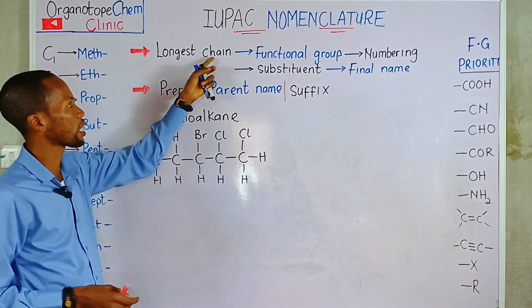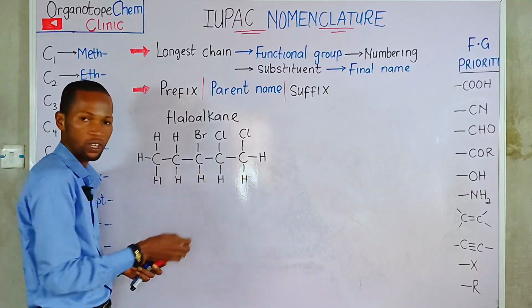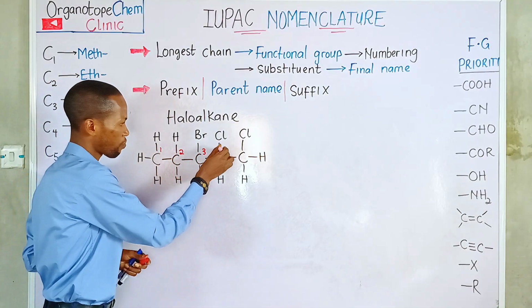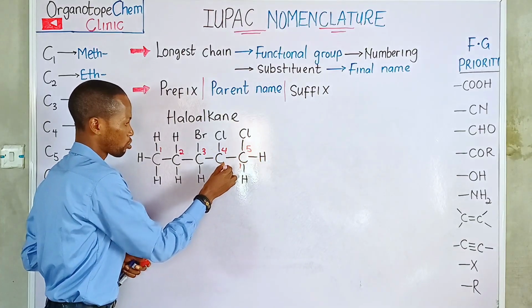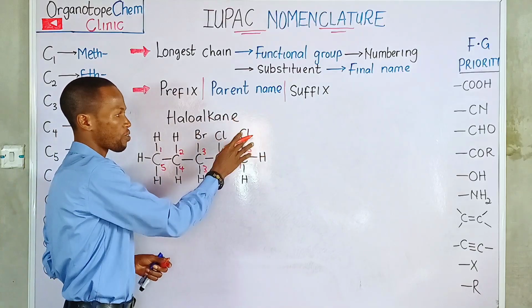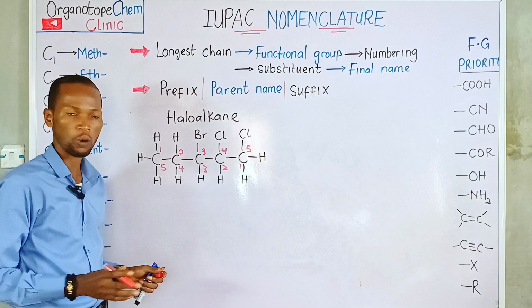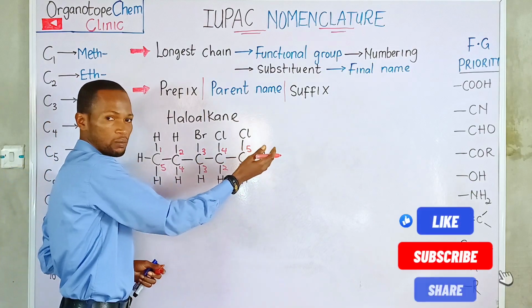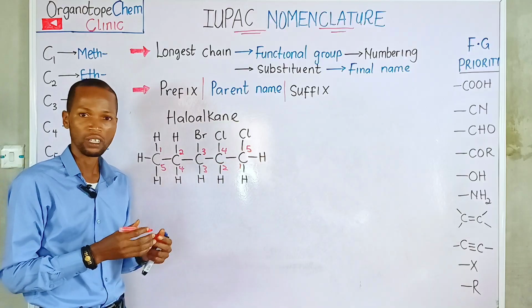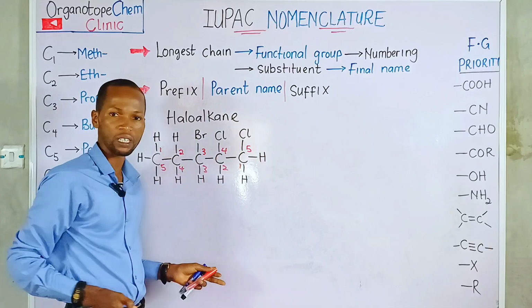So the longest continuous carbon chain comprises 5 carbons, 1, 2, 3, 4, 5. How do we number the compound? We have the forward numbering 1, 2, 3, 4, 5. Now, the concentration of the halogens is found on this side of the molecule. So we consider numbering from this side because we have a higher concentration of the halogen atoms right here. So we are going to take the backward numbering. So we still consider this format when naming the compound.